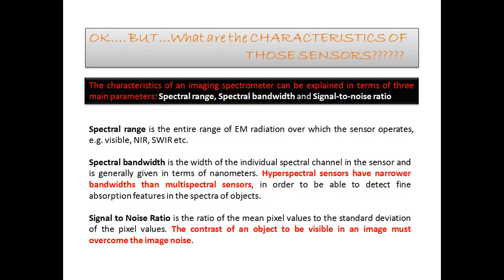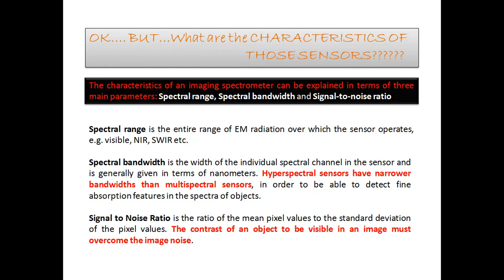So now the question can arise: what are the actual characteristics of those sensors? The characteristics of those sensors can be very precisely explained in terms of three parameters: spectral range, spectral bandwidth, and signal to noise ratio. In the case of the spectral range, the entire range of the EMR can be sensitized completely without any omission.